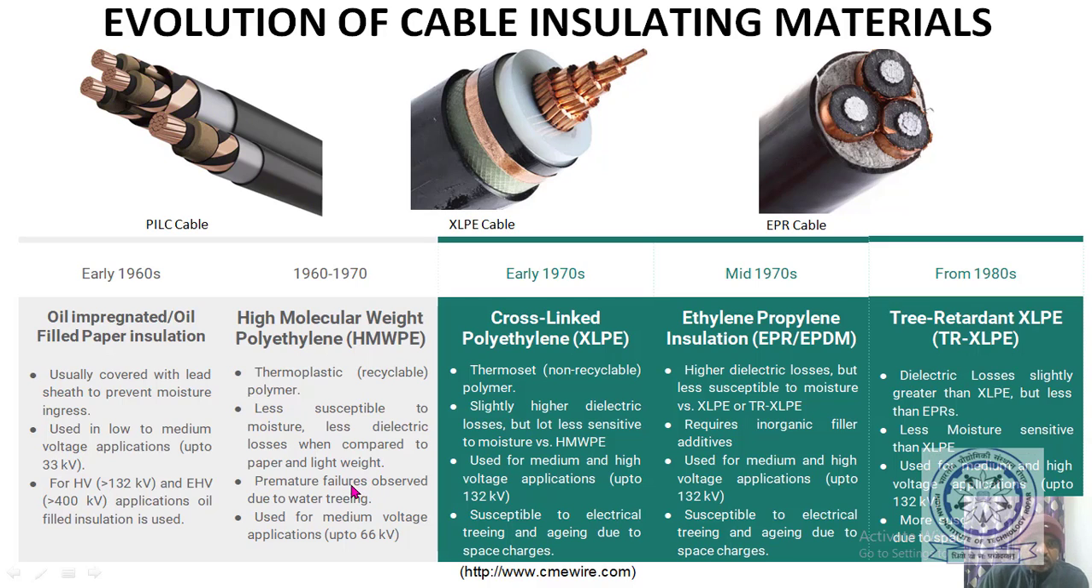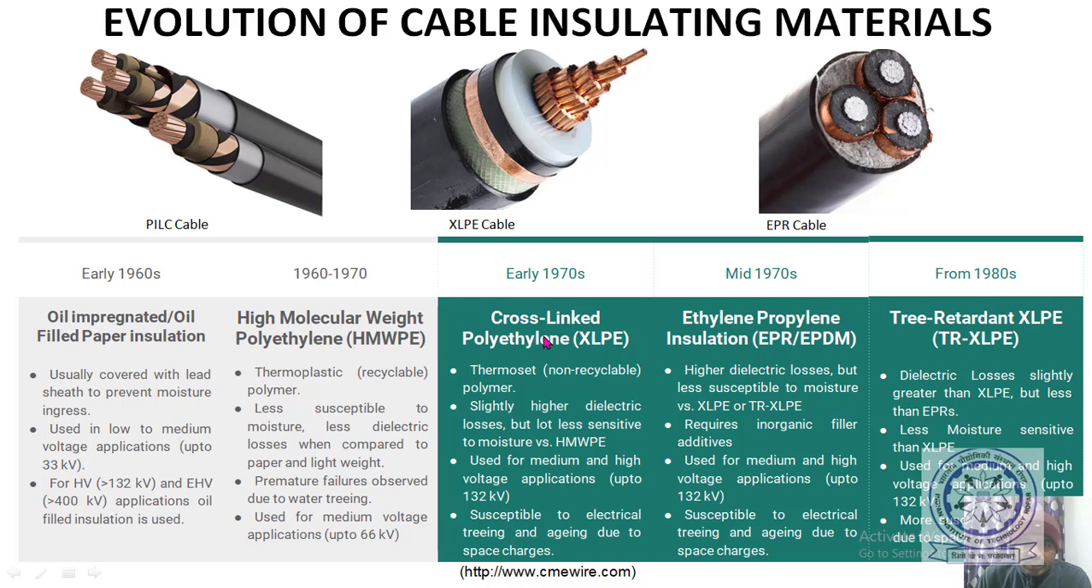It's a phenomenon where, from this conductor side, slowly a tree-like structure develops, and it can even happen from the outer insulation side into the insulation. Since it is basically due to water or moisture, it is known as water treeing. This kind of phenomenon has been observed and causes premature failures. These are used up to medium voltage applications, up to around 66 kilovolts. These cables are successfully used.